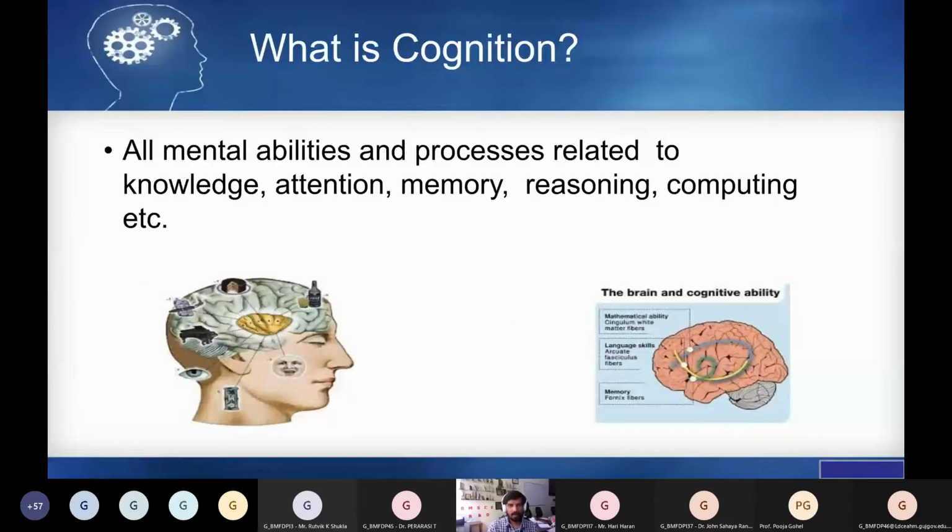So what is cognition? Cognition is mental abilities and processes related to knowledge, attention, memory, reasoning, and computing. So it's basically anything which is related to your brain. What you are trying to do right now, you are listening with attention, hopefully, that is again related to cognition. The knowledge which you are gaining, the memory which will store in your brain, and reasoning, you're telling that you have signed up for this workshop. That's again, you're giving reason and then signing up. Computing, various processing, calculations, everything comes under cognition.